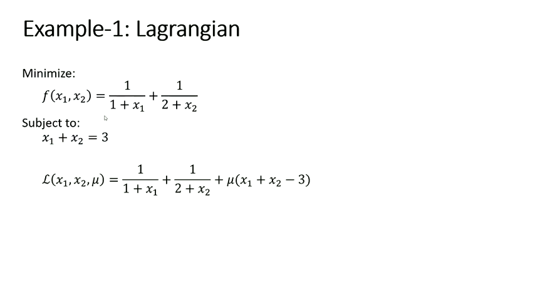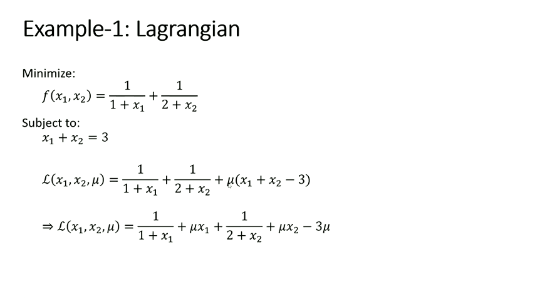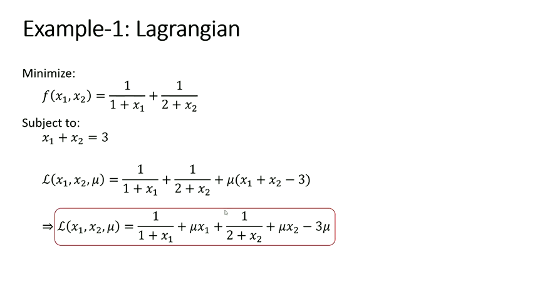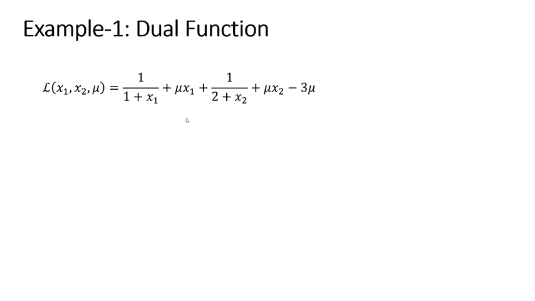The Lagrangian is this. f of x1, x2 is this, and plus we have a mu for the equality constraint. That's the convention that I usually follow. Lambda for inequality constraints, mu for equality constraints. So mu times x1 plus x2 minus 3, and so this is the Lagrangian. What I've done here is, luckily, the terms containing x1 and the terms containing x2 can be separated out. So this is my Lagrangian. Let's take this expression to the next slide. So this is what we have.